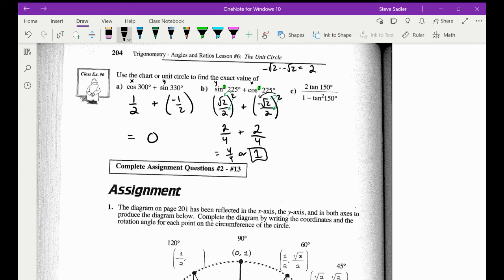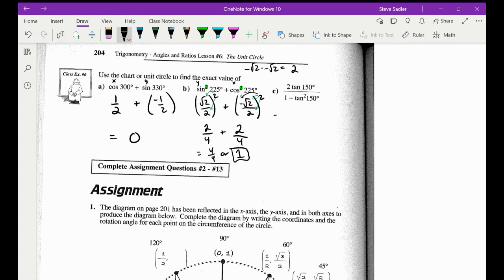All right. 2 multiplied by tan of 150 divided by 1 minus tan squared of 150. So that is going to be 2, and then tan of 150. If we use our chart or our unit circle, we are going to find that that is equal to negative root 3 over 3. And that's all divided by 1 minus. And then be careful, this one's squared again. So we know tan of 150 is negative root 3 over 3, and that's all squared.